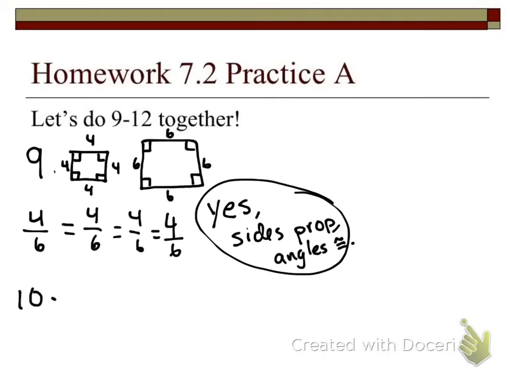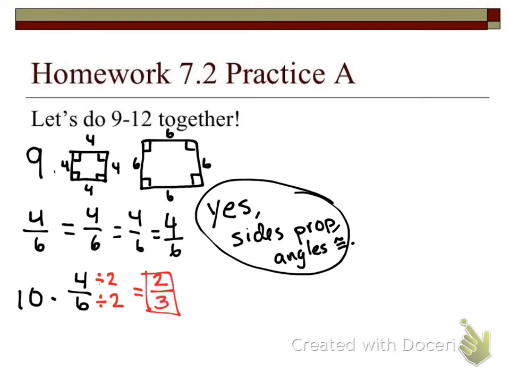Number 10, find the scale factor of the photo to the frame. Well, the scale factor is just the ratio of the sides as reduced as possible. So that would be 4 over 6. How can I reduce that? Yeah, divide both sides, or sorry, divide top and bottom by 2. So what would that give me? 2 over 3. That is the scale factor.